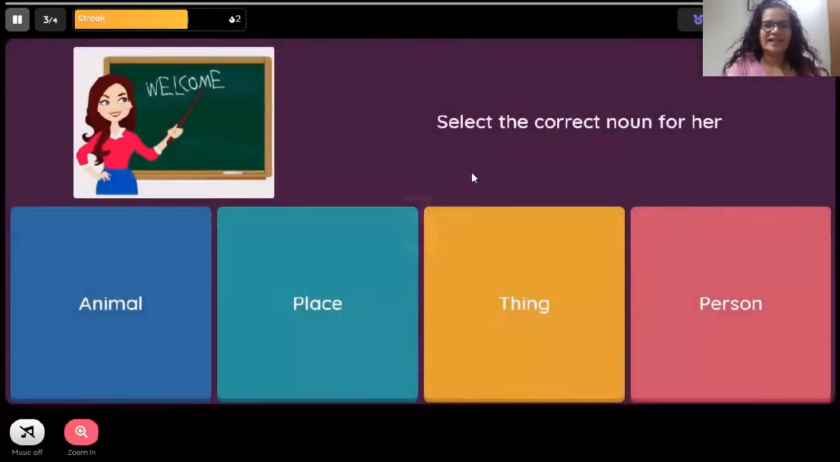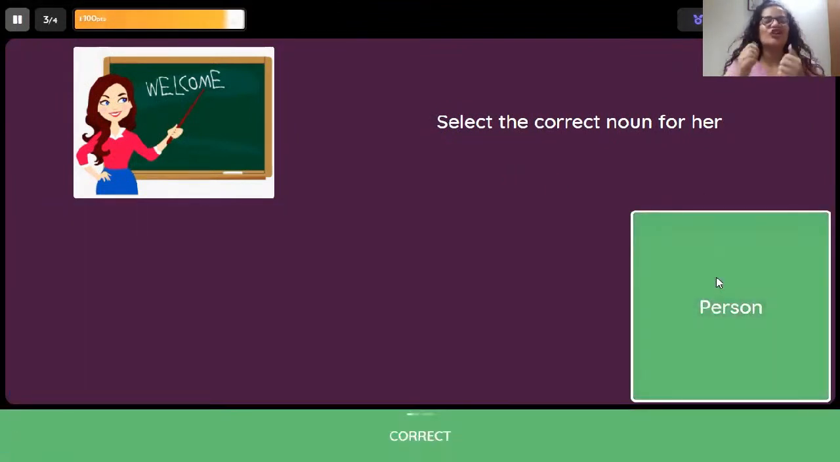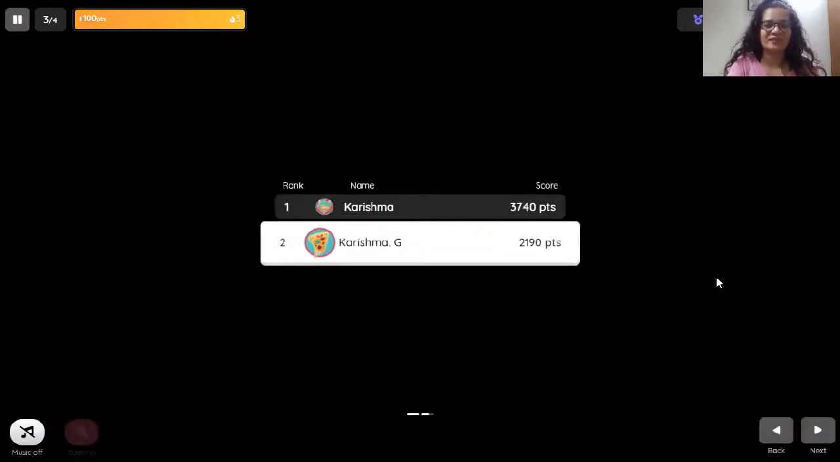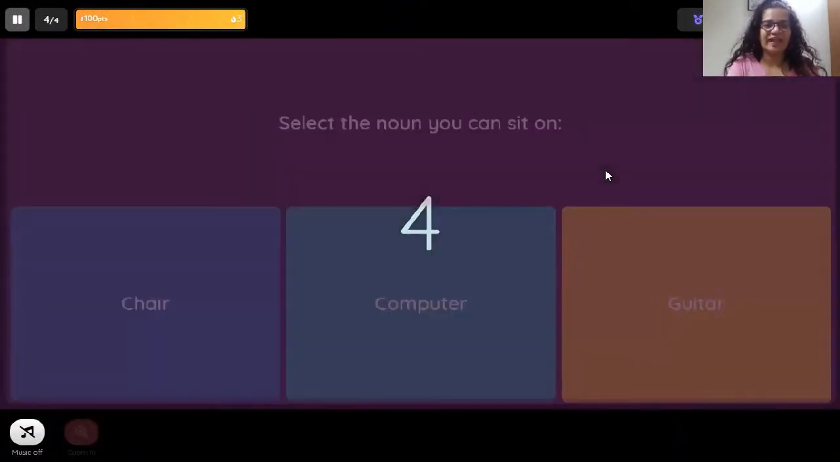Very good. Next, select the correct noun for her. What does she look like to you? Teacher, right? Very good. And teacher, is she an animal? No. Is she a place? No, school is a place. Okay, is she a thing? No, a blackboard and a chalk is a thing. A stick in a hand is a thing. What is she? She is a person. Very good. Good job. Okay, next.